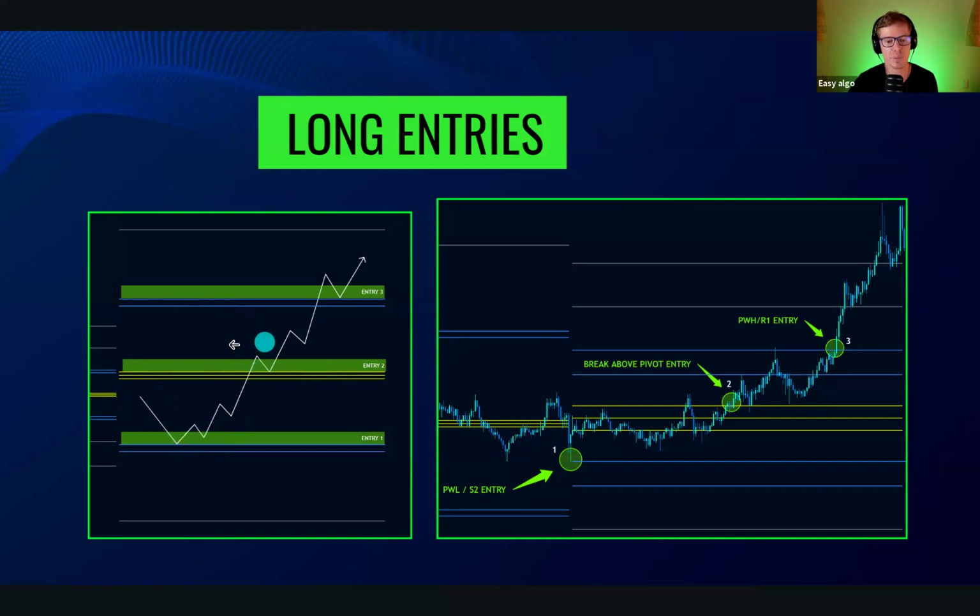If it breaks on top of the pivot, that becomes a great place to enter. If it breaks the high of the range, that becomes a very good place to enter. So you can see over here, we've got nicely marked out these levels. Very, very simple stuff.